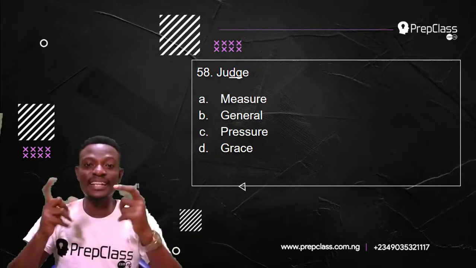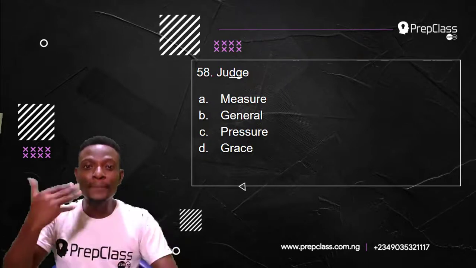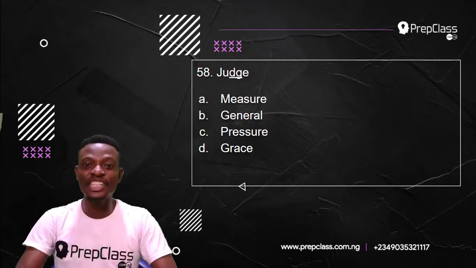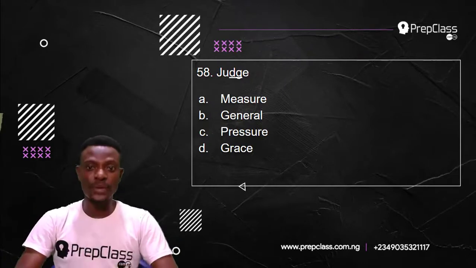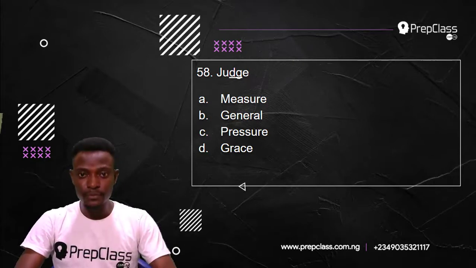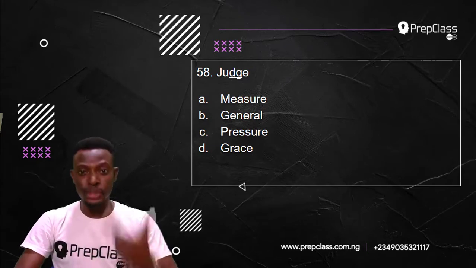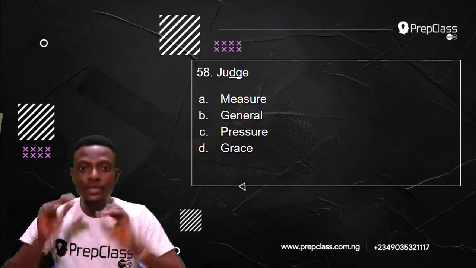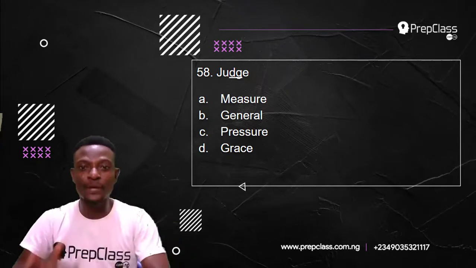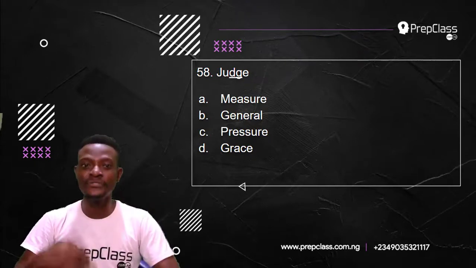So we have to select the option that has the same sound present in the position where we have D and G in judge. The options we have are measure. The second option is general. The third option is pressure. And the fourth option is grace. So which of these options have the same sound present in the position of DG in judge?